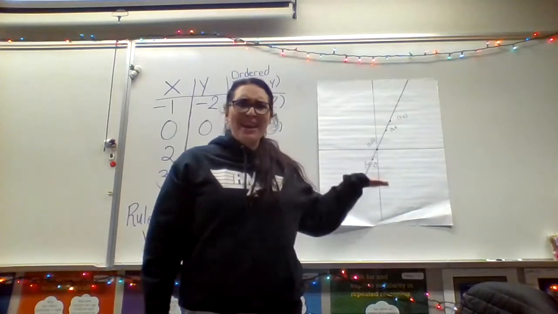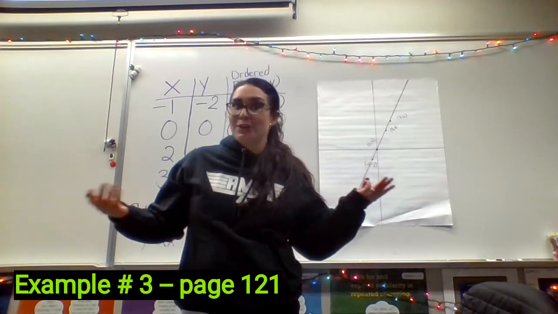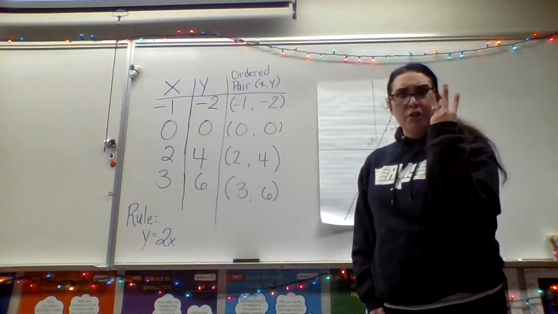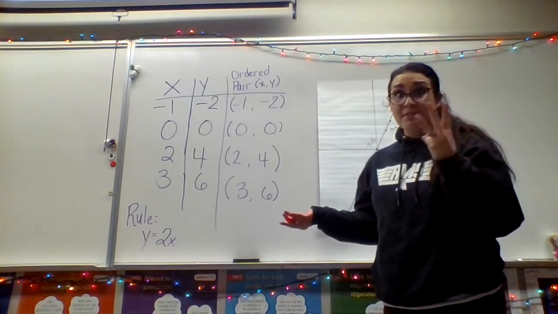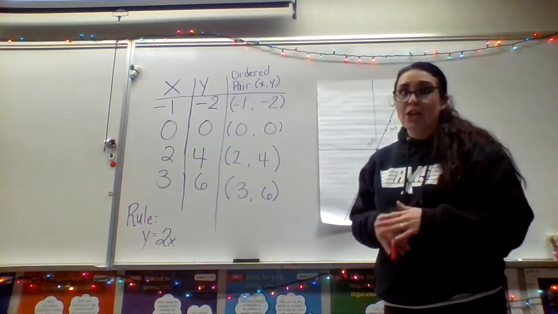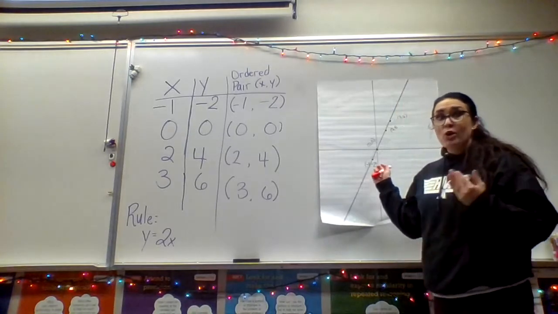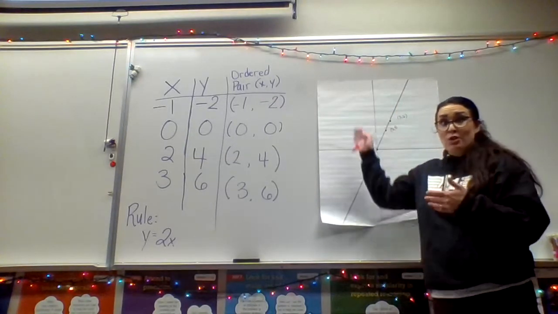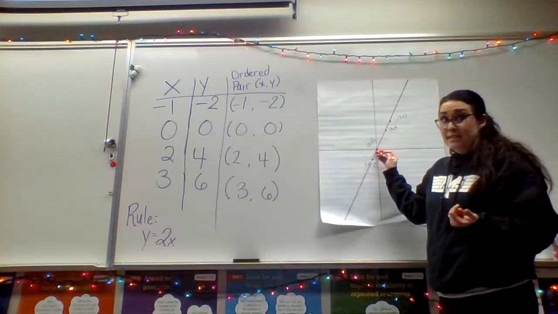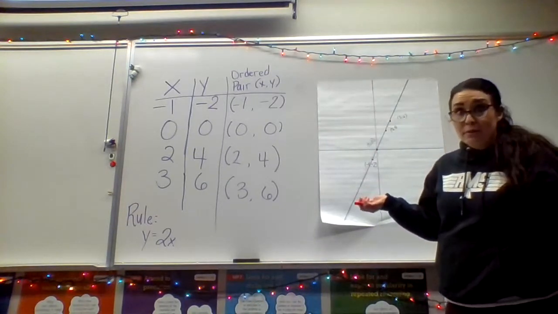All right, my friends, so now that we kind of have this idea, let's look at example number 3 on page 121. In example number 3, my friends, it gives us 3 different graphs, right? And we're just asked, just by looking at it, is it proportional or is it not proportional? So again, going back to this graph, in order for a proportion to be graphed, it has to go through that center point, which is 0, 0, and it's a straight line. So let's look at example number 3.